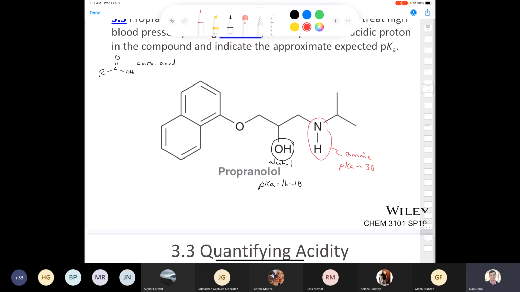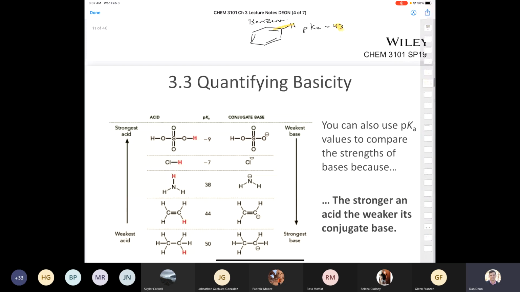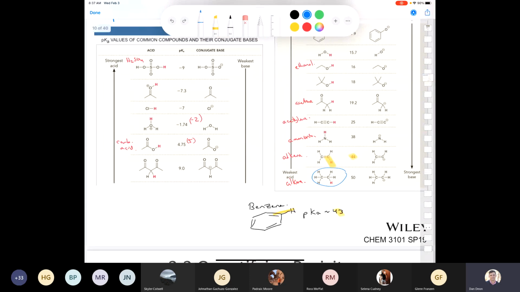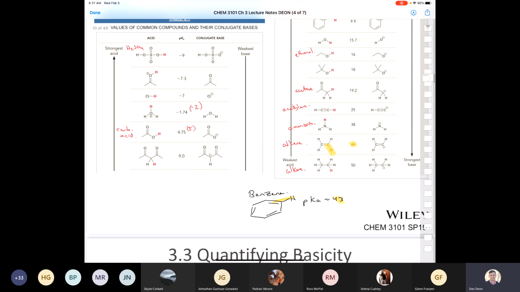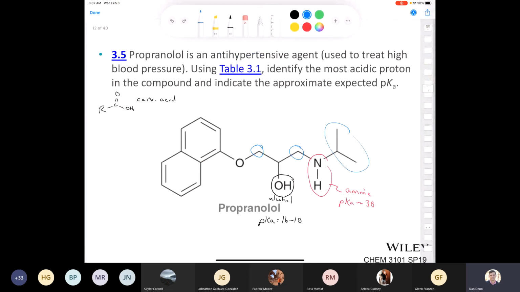Now, if you're wondering, what about all the other protons, Mr. Dion? There are protons here, protons here, protons here. Well, those are all just CH2s, CHs, and CH3s. So those are all just alkane or hydrocarbon. And if you go back here, a hydrocarbon has a really high pKa. So those are not acidic at all. Those are very, very weakly acidic. So we won't even consider those. We'll just eliminate those circles.